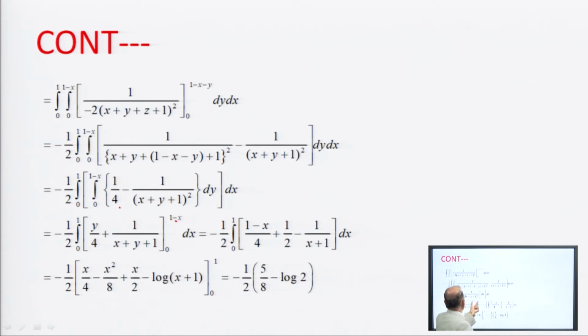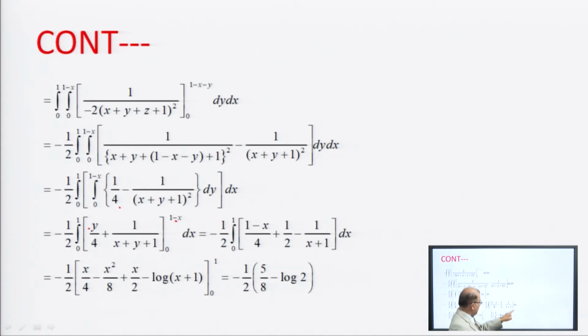0 to x, substituting y in place of x. Substituting y is equal to 1 minus x in this equation, in the bracket containing y, we get 1 minus x by 4, plus 1 by 2, minus 1 by 1 minus x plus 1. This is what we get after integrating with respect to z and with respect to y.